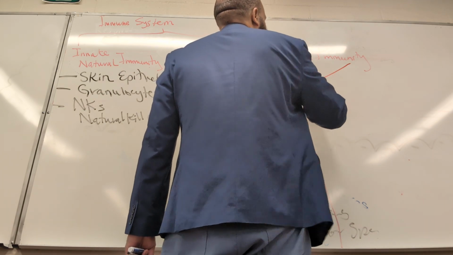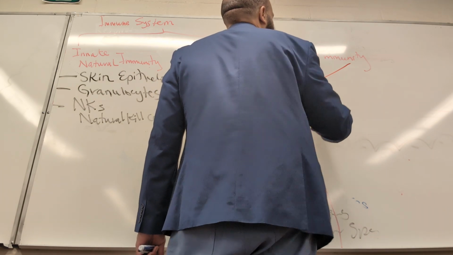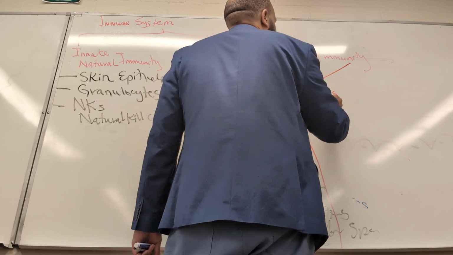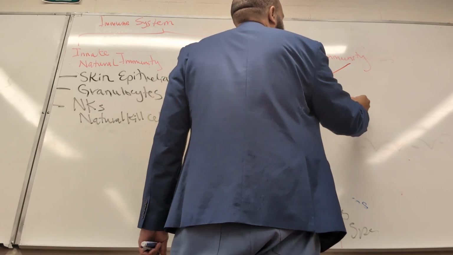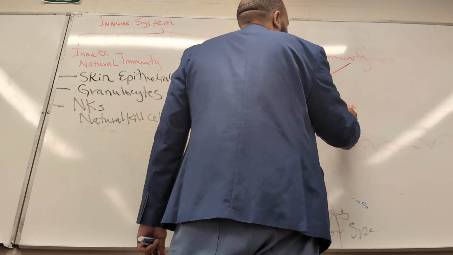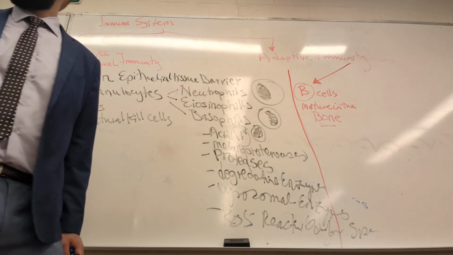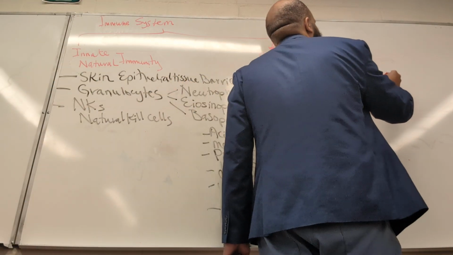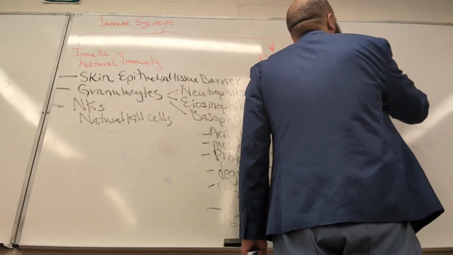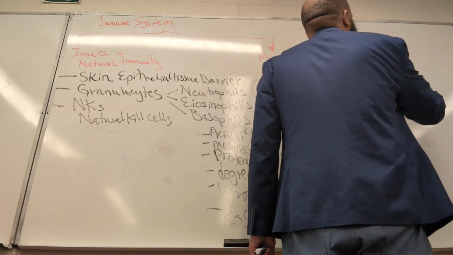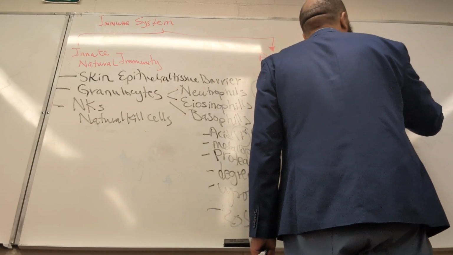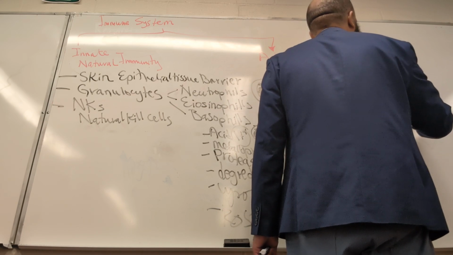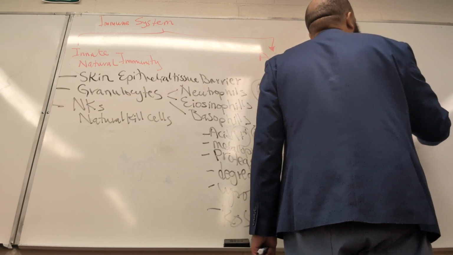And in adaptive immunity, we have two kinds of cells. B cells, and they are called B cells because they mature in the bone. They mature in the bone tissue. While T cells mature in the thymus.